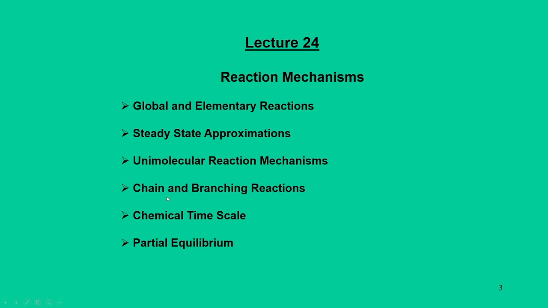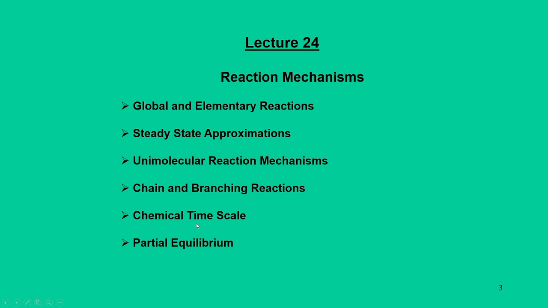Then moving further, we will be discussing chain and branching reactions, because normally when the reaction occurs, we see a global reaction, but there are many elementary reactions that occur in the background, and normally many species get formed and they also get destroyed during the reaction process. But in a global form, they don't really appear. Such things are termed either chain reactions or chain branching reactions. All those concepts will be dealt with.